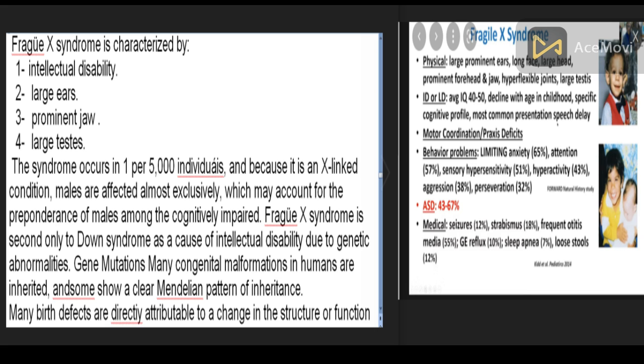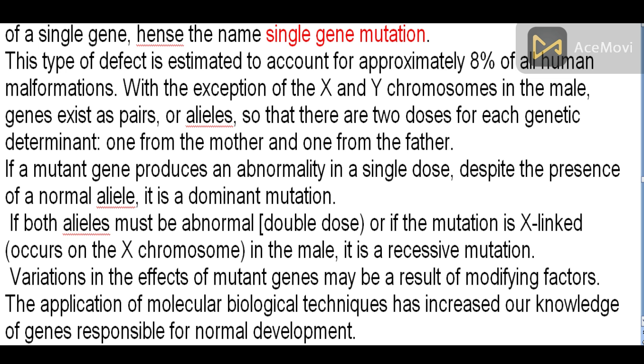Gene mutations. Many congenital malformations in humans are inherited, and some show a clear Mendelian pattern of inheritance. Many birth defects are directly attributable to a change in the structure or function of a single gene, hence the name single gene mutation. This type of defect is estimated to account for approximately 8% of all human malformations. With the exception of the X and Y chromosomes in the male, genes exist as pairs, or alleles, so that there are 2 doses for each genetic determinant, one from the mother and one from the father.